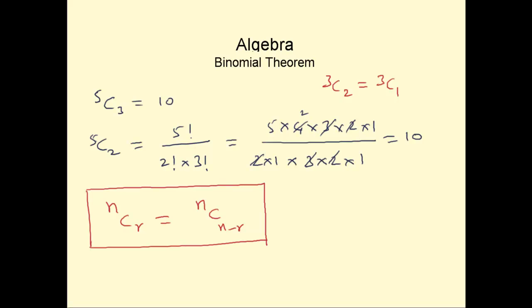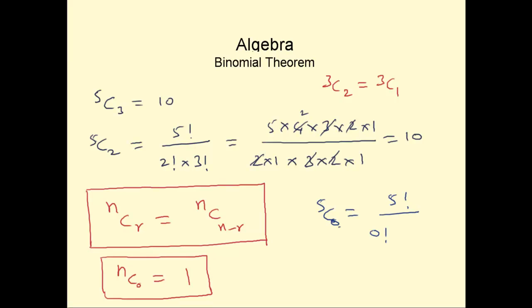And one more thing, nC0 is always 1. Let's see how. Let's find what is 5C0. 5C0 is 5 factorial over 0 factorial times (5 minus 0), which is 5 factorial. 0 factorial is always 1, remember that. 0 factorial is equal to 1. So here this is 1, and this cancels off, you get 1.